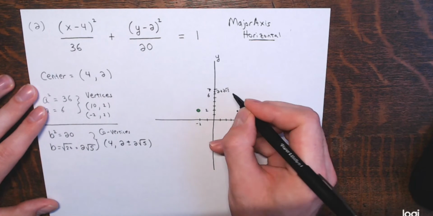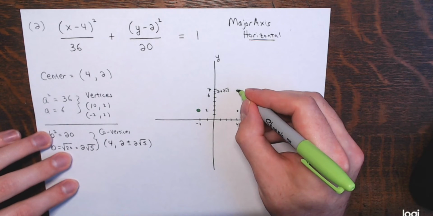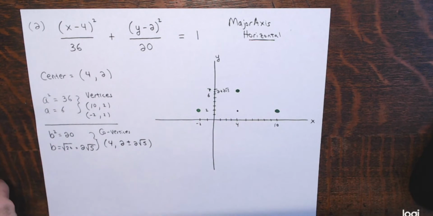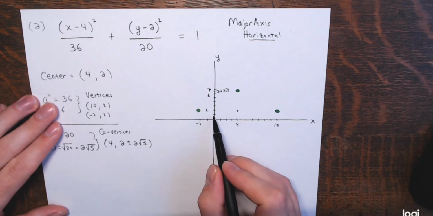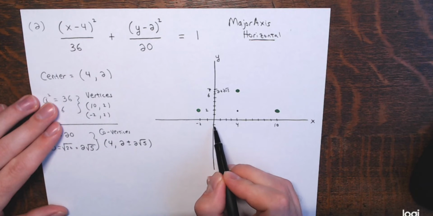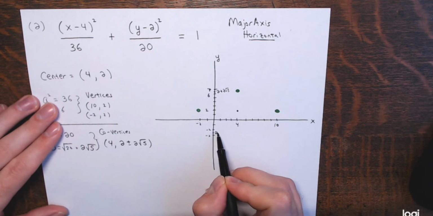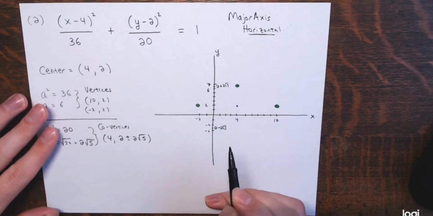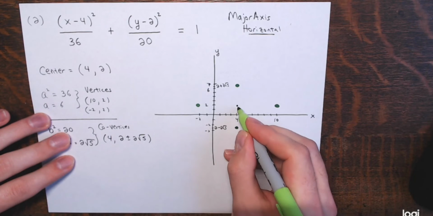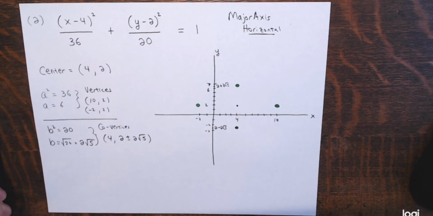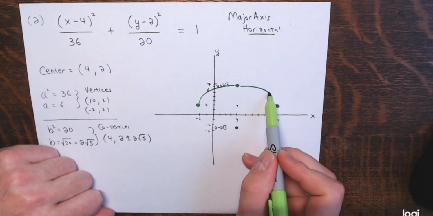And there we go. 4 comma 2 plus 2 root 5 for one co-vertex, and then again between 4 and 5 units below. So 1, 2, 3, 4, 5. So between -2 and -3 is 2 minus 2 root 5. And there's the other co-vertex. There's 4 comma 2 minus 2 root 5. And now that I have the vertices and co-vertices in, I can make a rough sketch of the graph.